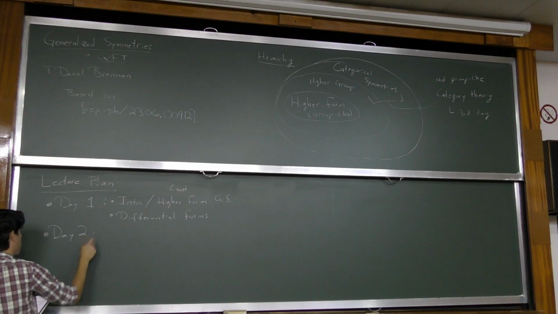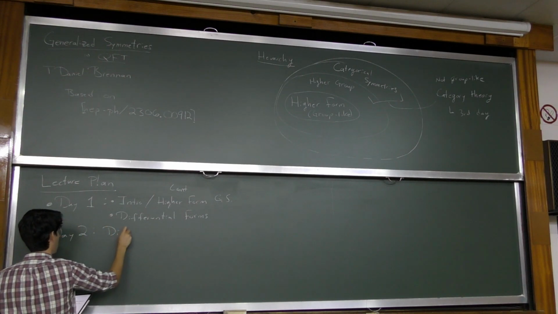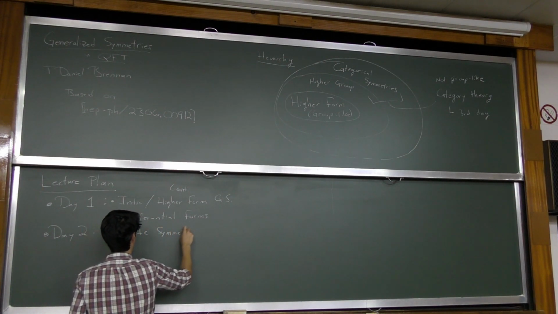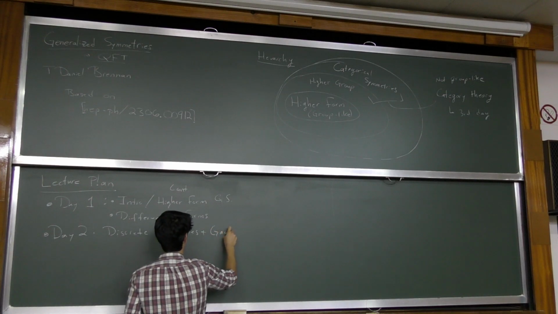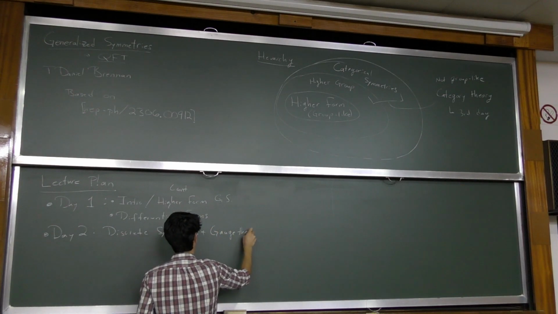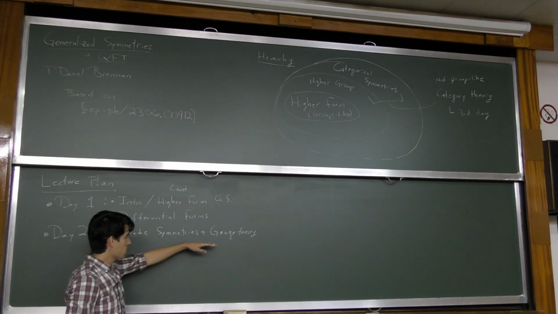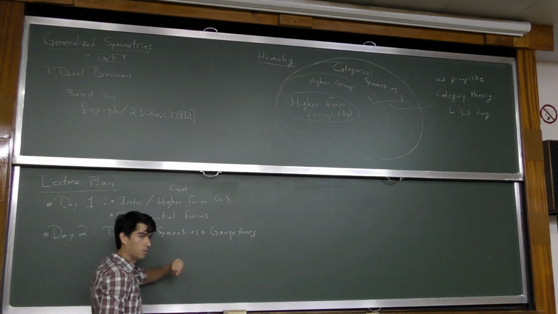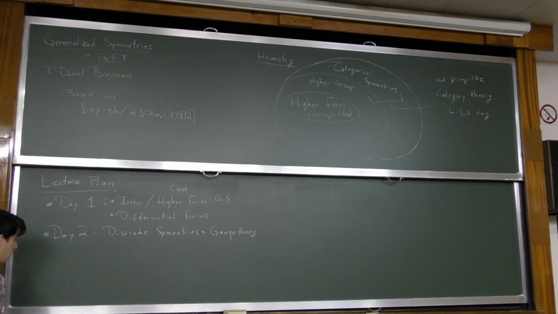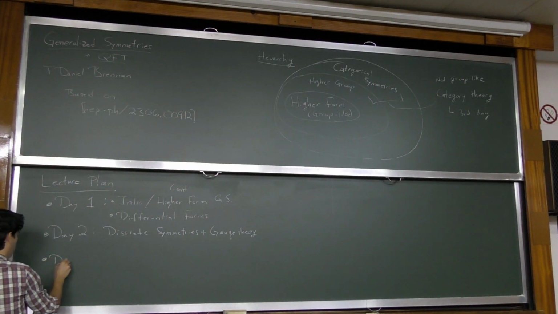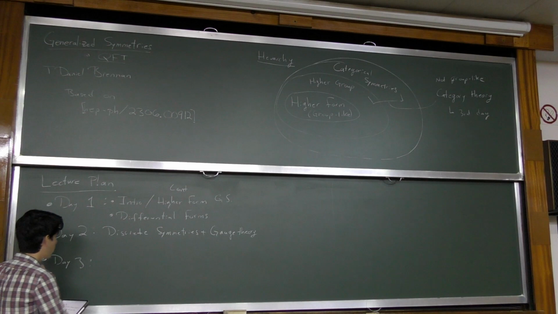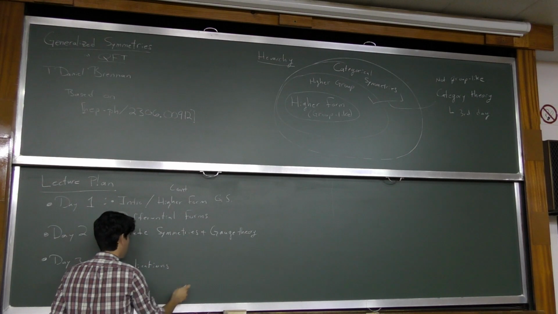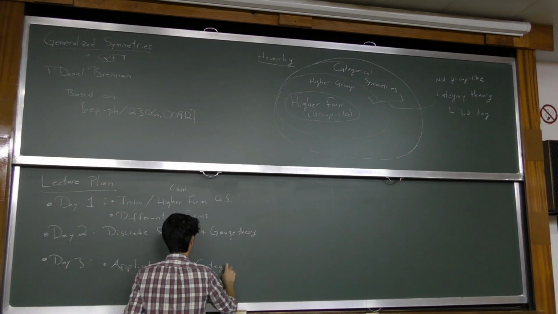Day two is going to be a little bit more technical. We're going to talk about discrete symmetries and gauge theory. By this I mean we're going to talk about what it means to have a discrete gauge theory, as well as what it means to have discrete symmetries in normal gauge theories, like non-abelian gauge theory. And then on day three, we're going to have fun. We're going to talk about some nice applications and these categorical symmetries.